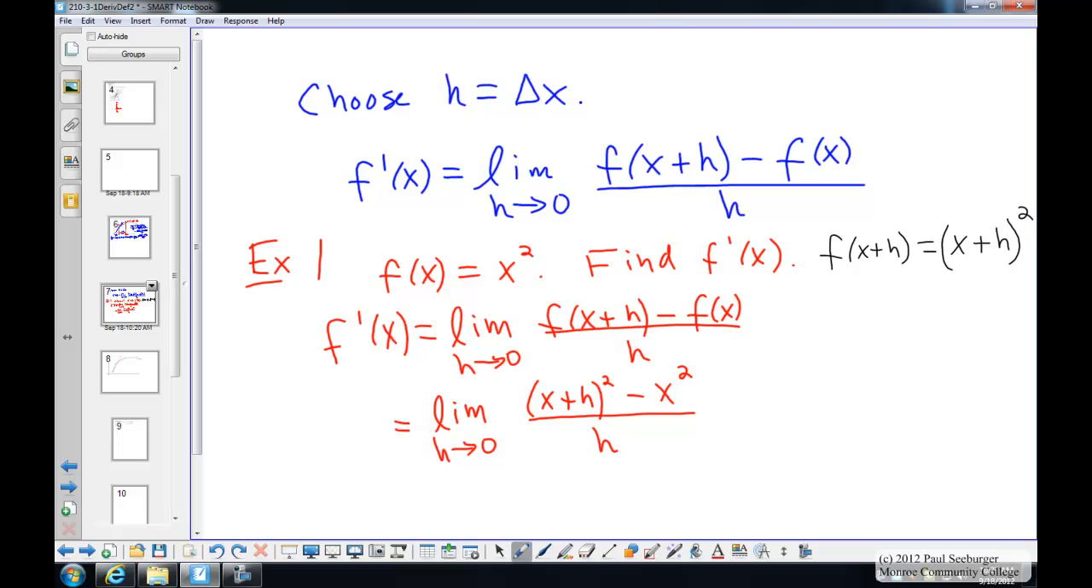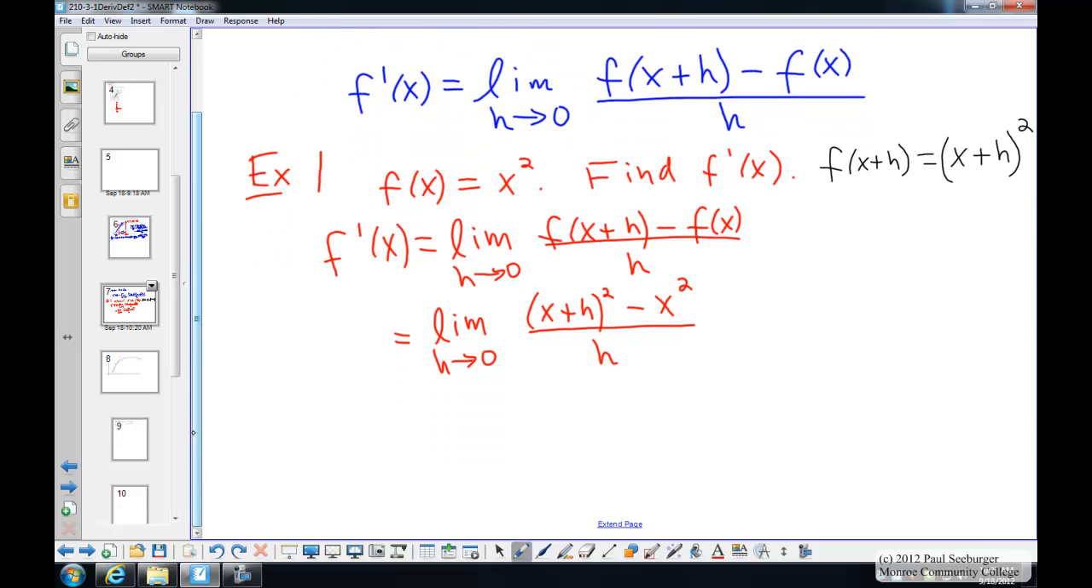Now, if you put 0 in for h, you get 0 on the bottom, and on top you'd have x squared minus x squared, or 0 on top. It's a 0 over 0, indeterminate form limit. You'll always find that for derivatives. It'll always be that way. Okay, what are we going to have to do next? FOIL. Yeah, we're going to do a little bit of algebra here.